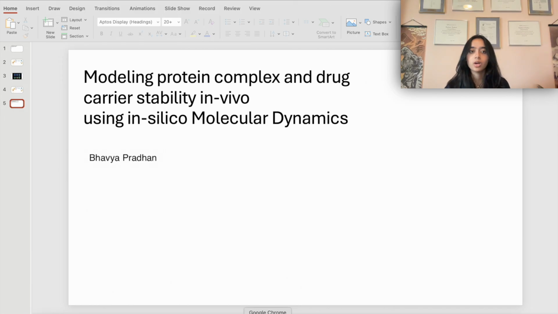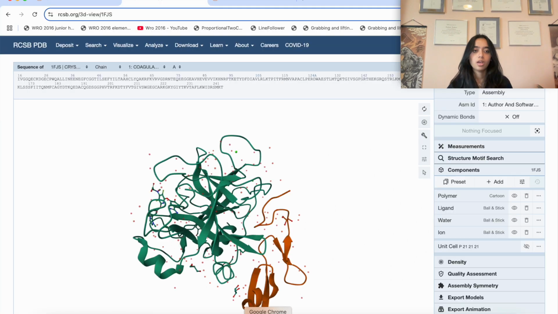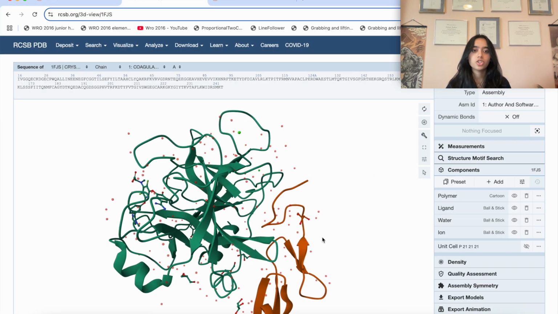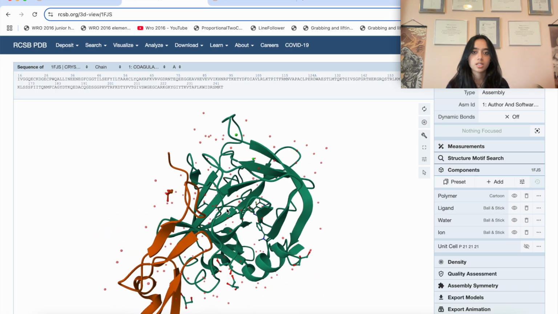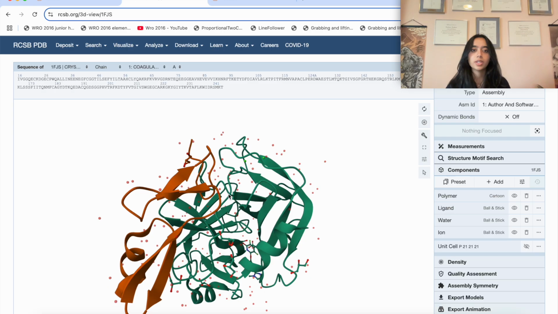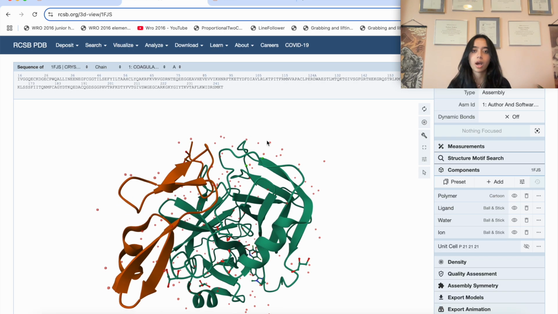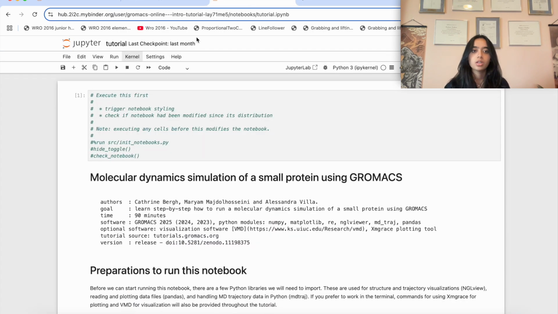In this video, I will show such a simulation using GROMACS, a molecular dynamics tool. I will simulate factor Xa, a protein playing a critical role in the formation of blood clots. As before, the 3D structure is available from the PDB as code 1FJS. We will model the behavior of this protein in a simple aqueous system. Let's go through the notebook step by step.